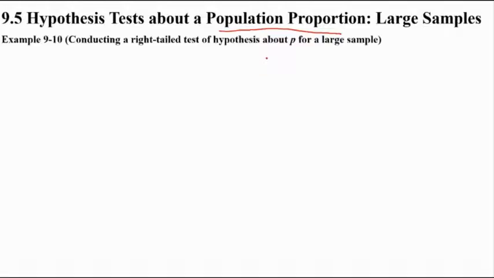Population proportion. Last time we talked about the two-sided, both-tail test. Today we talk about the right tail and the left tail. First of all, the right tail, using the proportion, also with a large sample. Large sample, right? All right, question.